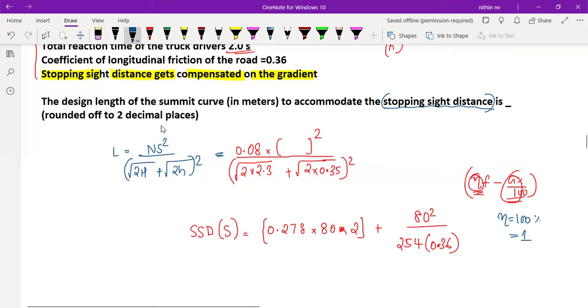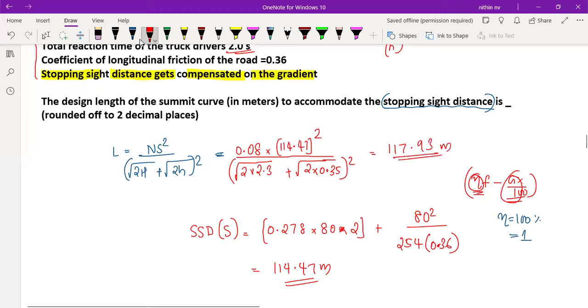Okay. Now once you calculate it, you're going to get the stopping sight distance as around 114.47 meter. Now substitute this value back into the main equation, 114.47. Now you're going to get the answer as 117.93, right? 117.93 meter.